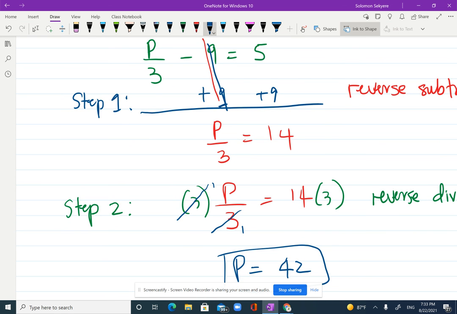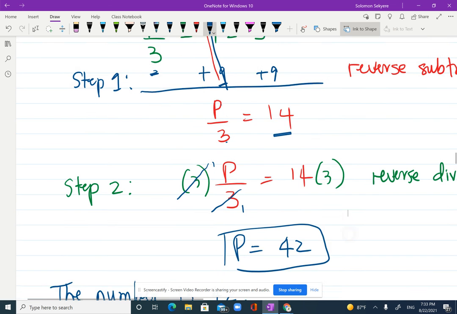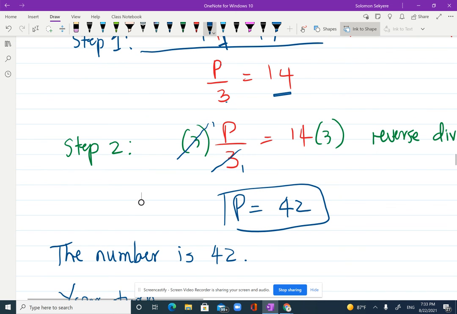This goes away. What are we left with on the left-hand side? P over 3 is equal to what? 5 plus 9 equals 14. Okay, so now this is what we have: P over 3 equals 14. We are not done yet. We're still going after this. We need to find what P is.